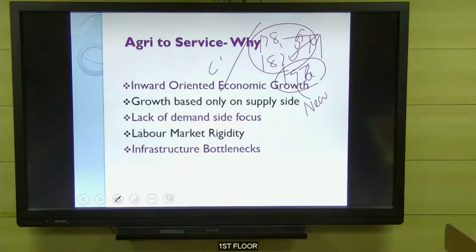Till 1991, our industrial producers or our industries focused only on the supply side. Supply side means output, efficiency or productivity. So till 1991 our industrial players focused only on the supply side rather than the demand side.